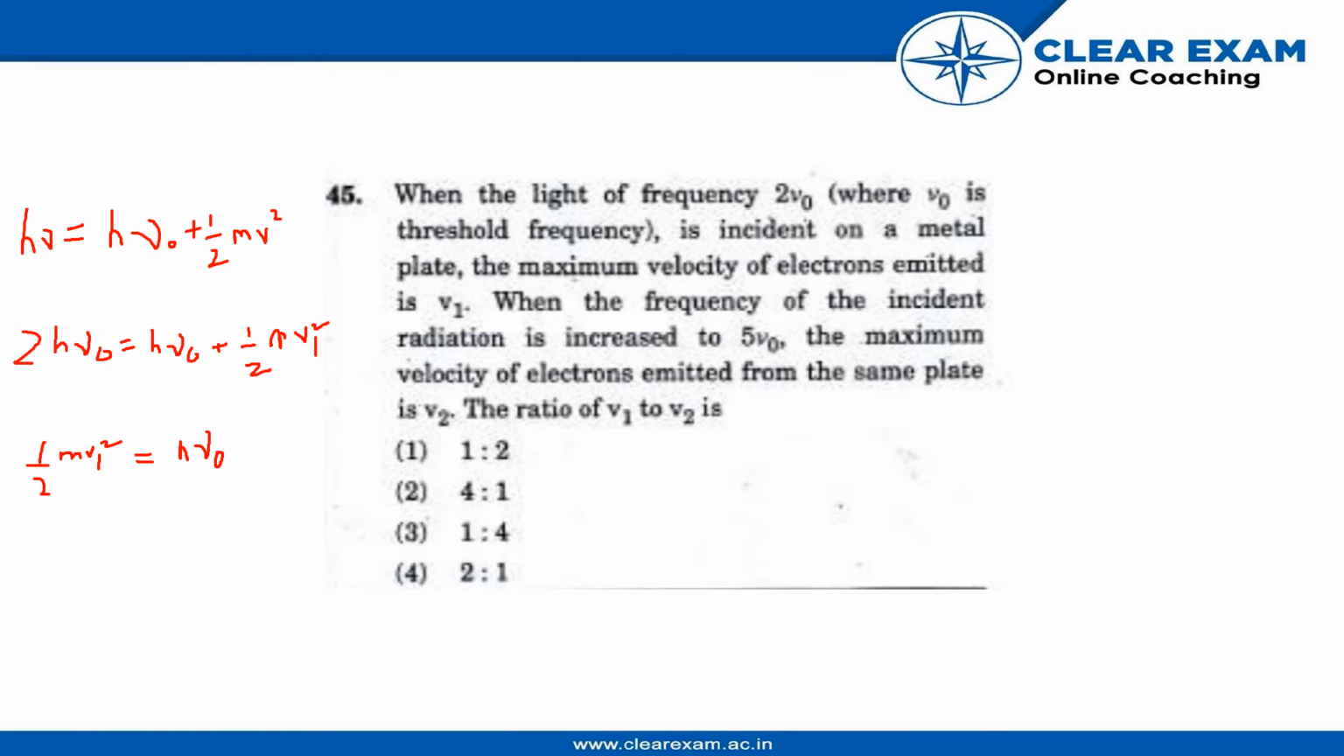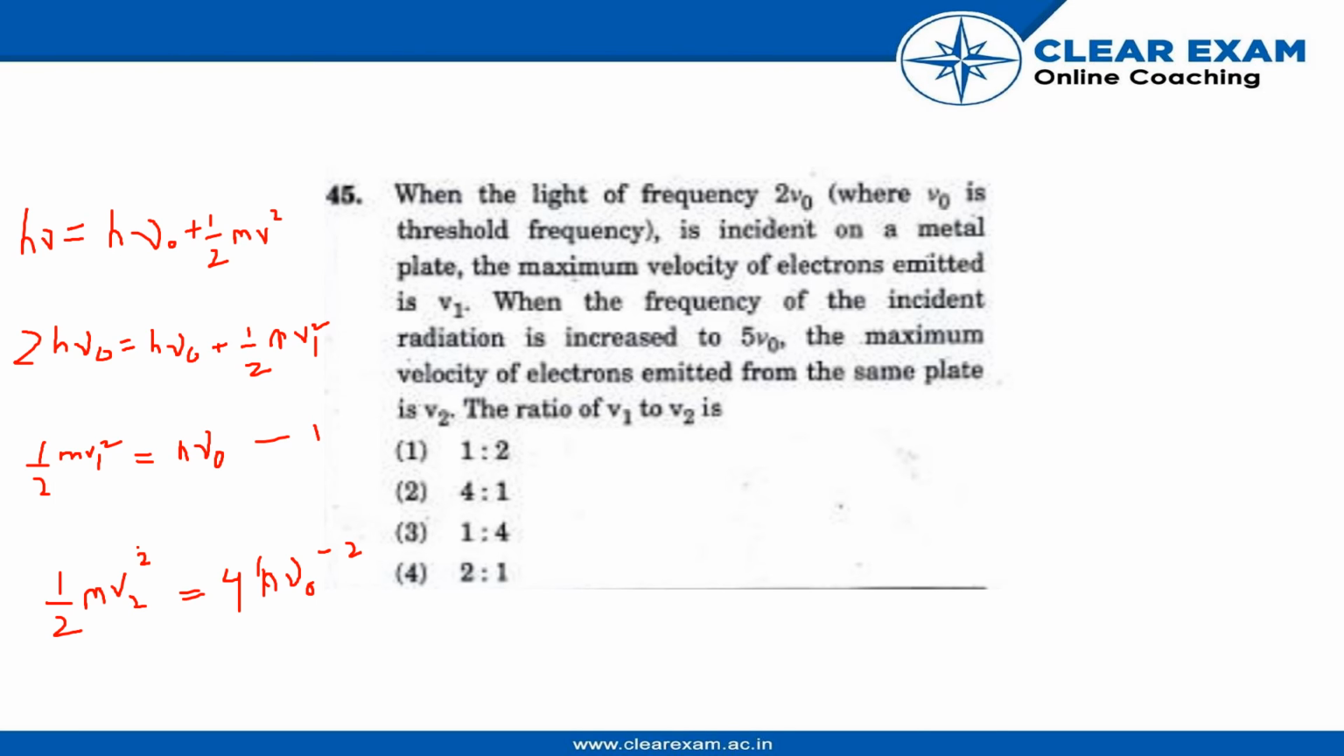Similarly, half m v2 square would be equal to 4hν0. This is equation 1, this is equation 2.